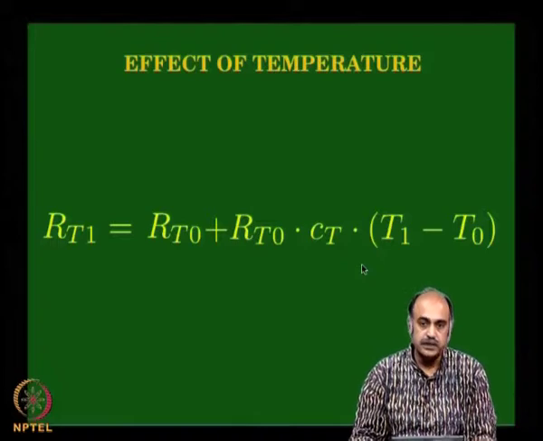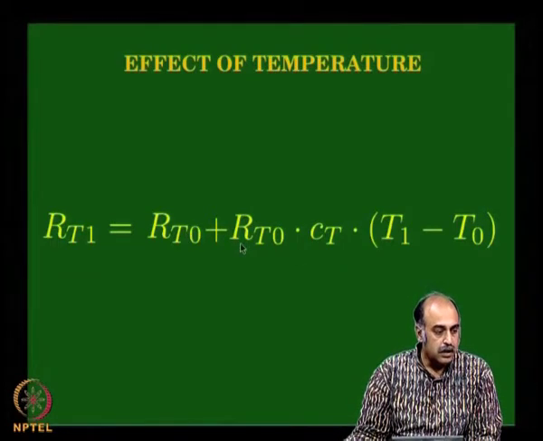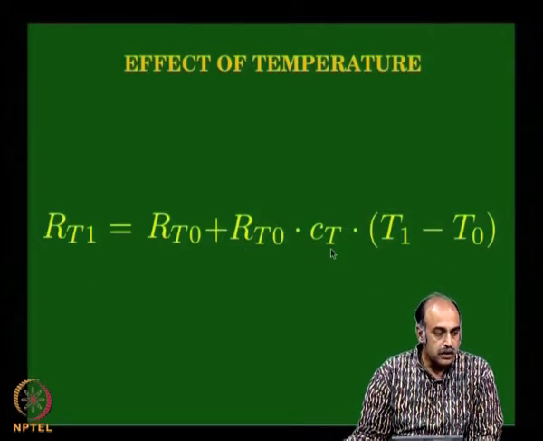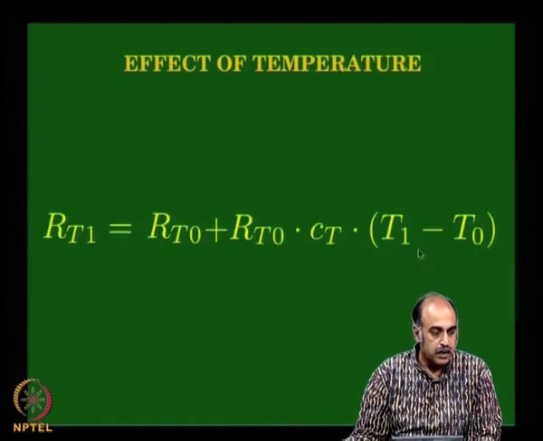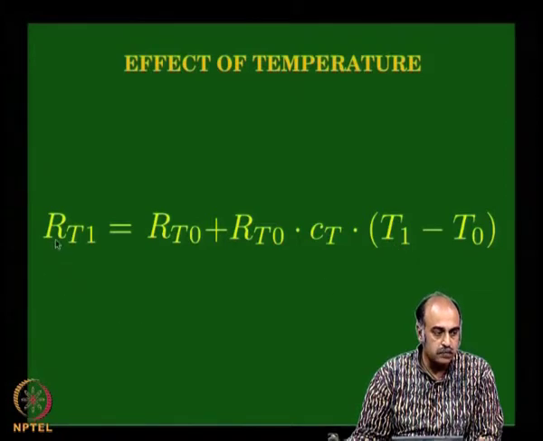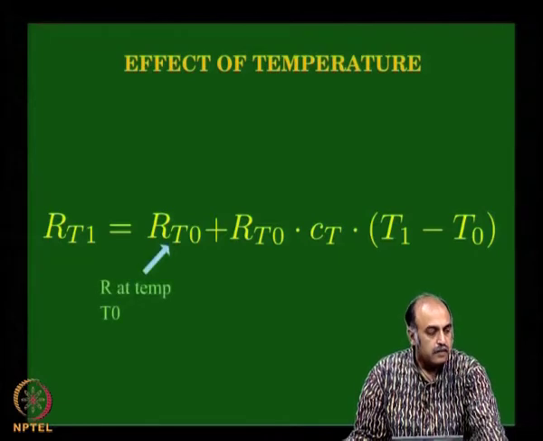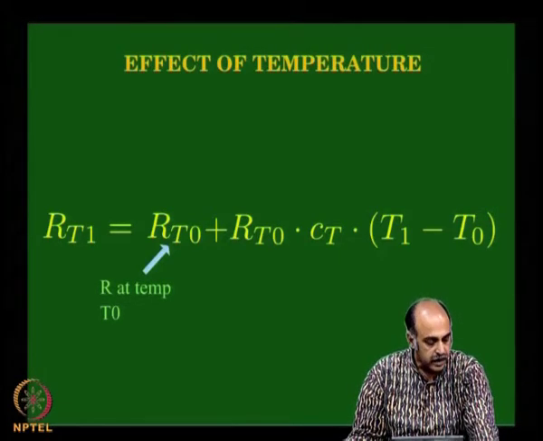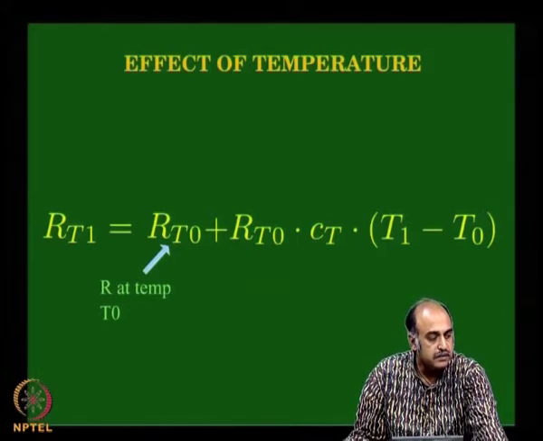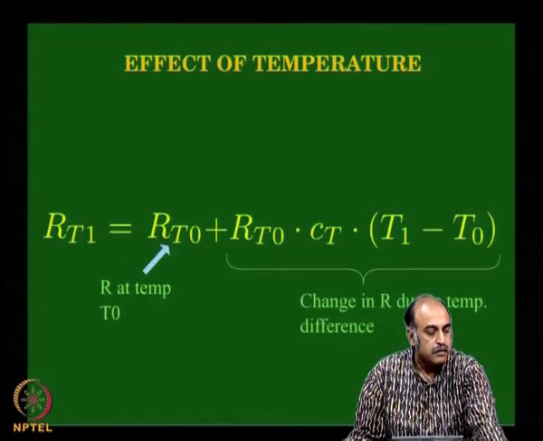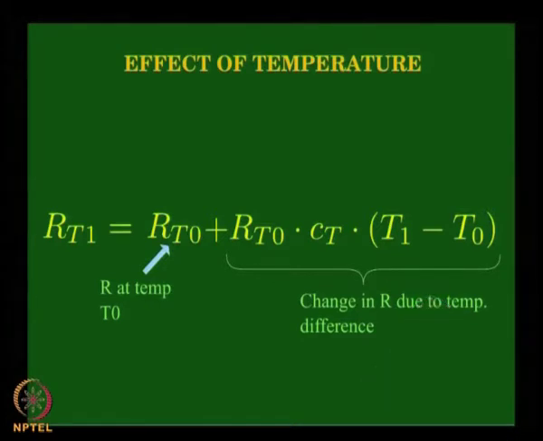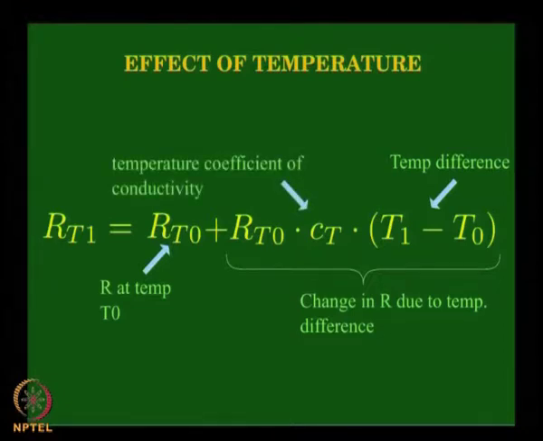Now, to that you need to add a correction. Now, this is the correction R naught C T (T1 minus T naught). T1 is the temperature at which we want the resistance value, and T naught is the reference temperature. R naught is the resistance that we have calculated at T naught, the reference temperature, most of the time 20 degree centigrade. Now, that is the change in the resistance due to the temperature difference T1 minus T naught, where the temperatures T1 and T naught are normally expressed in degree Kelvin, and the difference can also be expressed in degree Celsius.